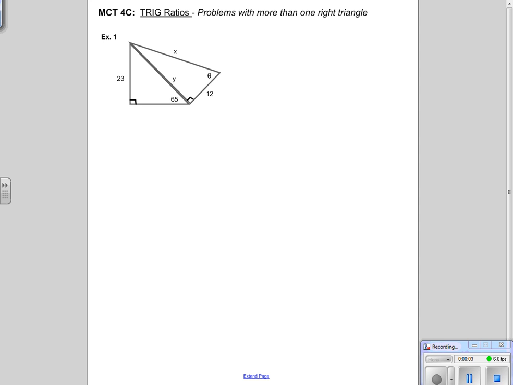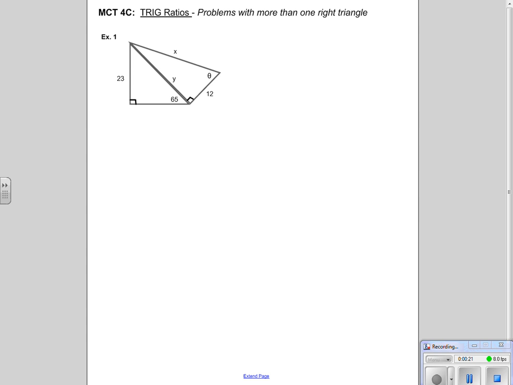MCT4C, we're doing problems today with more than one right triangle together, and I hope we can have a little bit of fun with this. I'm going to do two examples. The first one, I want to solve for three things: the length of y, theta, and the length of x. And I have a right angle triangle against another right angle triangle.